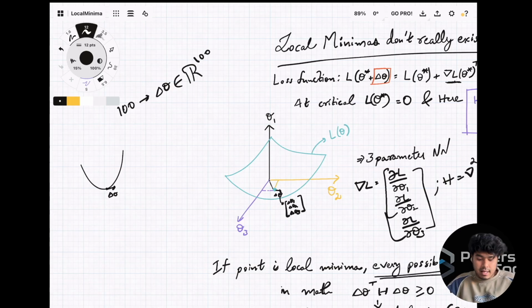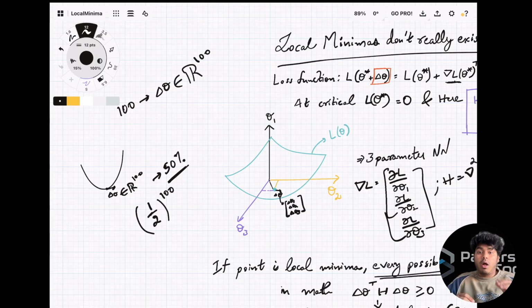Even if you take, let's say at a point, this delta theta belongs to R100, right? And let's take the fact that it's a 50% probability that your dimensions might go up or your dimensions might curve down, right? And 50% is me being extremely generous, by the way. Even if you take a 50% probability, that's 1 by 2, your probability of getting all of the directions to be going up is somewhere close to (1/2)^100. And that is an extremely small number. And the more you increase this, the worse it gets because it's a denominator, right?